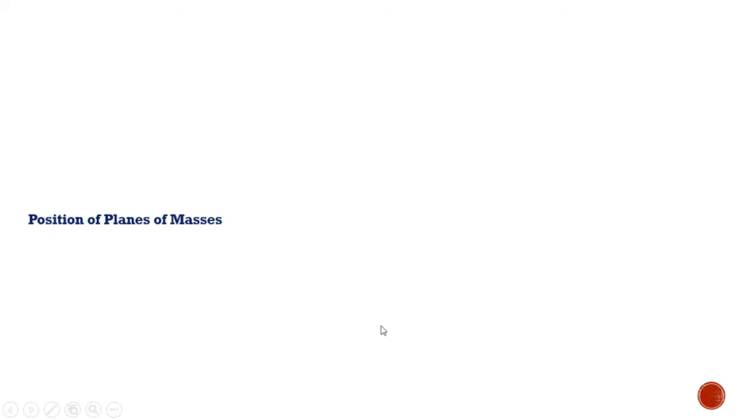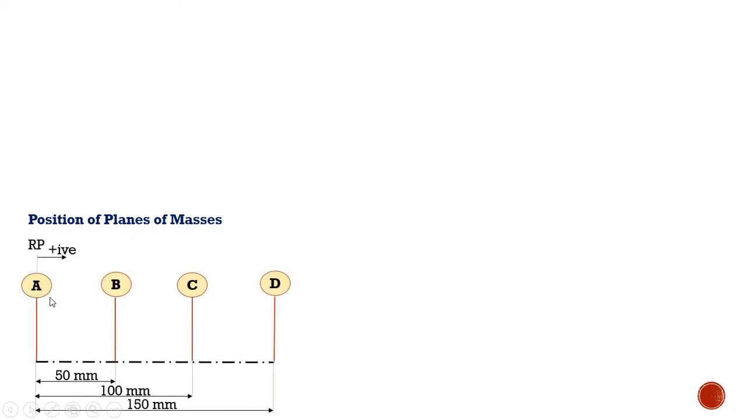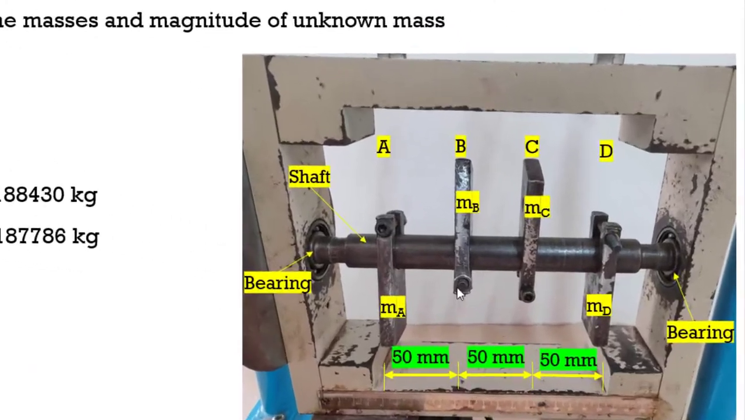Now I am going to use that position of planes of masses for our experimental study. For that we are going to draw the couple polygon as well as the force polygon. For that we need to have the positions of the masses. Here this is the representation of the given system.